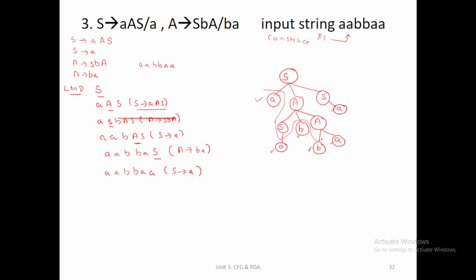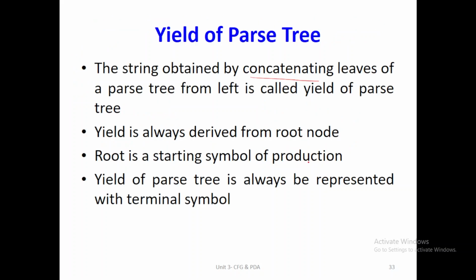So in this way, I merge these notations. What is the first left side symbol? A. Second one is A. Third leaf node B. Fourth leaf node B. Fifth one is A. And the last one is A. So you should go from left to right, and you are able to derive an input string. So this is called the yield of a parse tree.